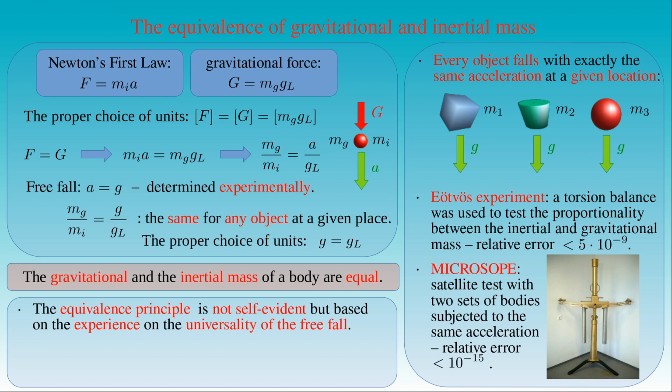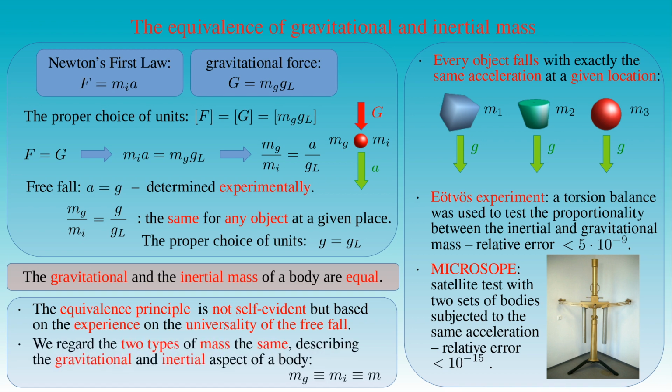This was a satellite test, where two sets of bodies of different composition were subjected to the same acceleration. In the experiment it was verified that the equivalence principle is correct within a precision of 10 to the power of -17. Based on these results, we can regard the two types of mass as the same quantity, and state that the mass of a body describes both its inertial and its gravitational aspect. That is, if the masses of two bodies are equal, then their inertia and their weight measured at a given location are the same.